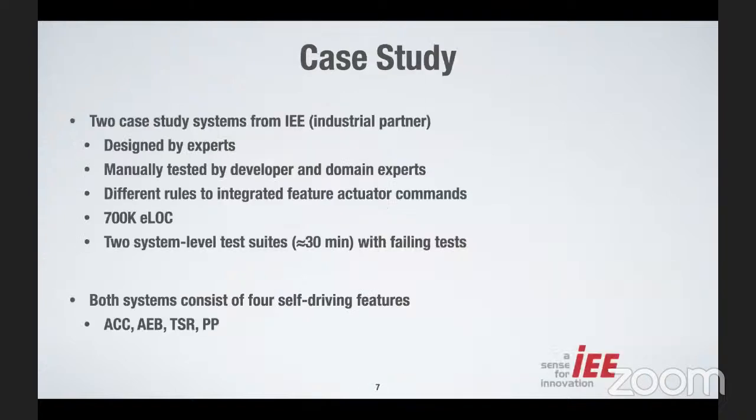So we had two case studies from our industrial partner, which are two versions of driving cars that actually had some feature interaction failure. These were designed by experts, and manually tested by developers and also by domain experts. They differ in the type of rule set that has been integrated. So we can see them as two different versions that aim to address the same problem.